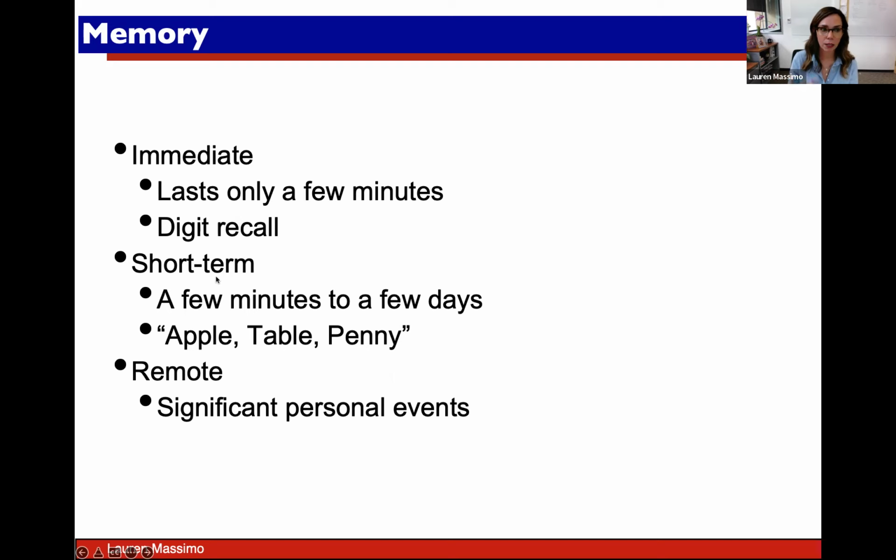Short-term memory, things that I just asked you to do, again, have them repeat apple, table, penny. You want to delay for a couple of minutes or even 5 to 10 minutes, and then ask them for those words back. They should be able to repeat apple, table, penny after that amount of time. And then remote memory, asking about significant personal events.